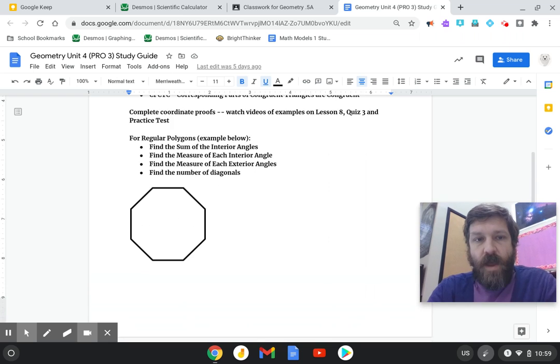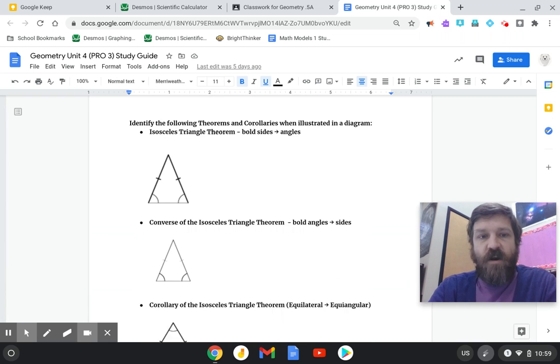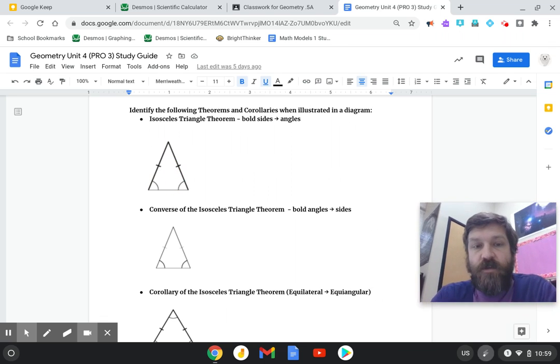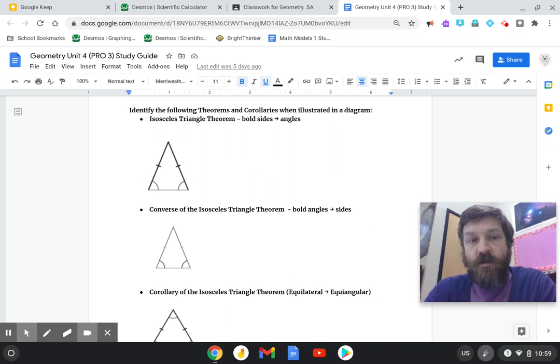I'm going to come back to the regular polygon stuff there and talk about these theorems and corollaries that you need to know. So these are all about isosceles and equilateral triangles. So I'm just going to run through each one. You need to know how to identify these diagrams. I've actually given you the diagrams. So the key thing here is that there is something in bold on these diagrams. So like here, these sides are bold. These angles are not. So here, this would be the isosceles triangle theorem, which says that if you have two congruent sides, then it tells you that the angles are also congruent to one another.